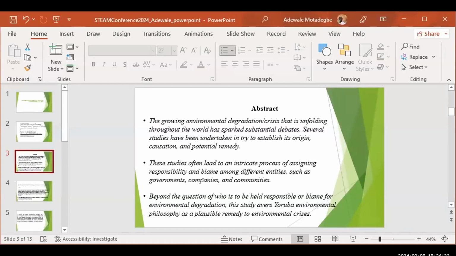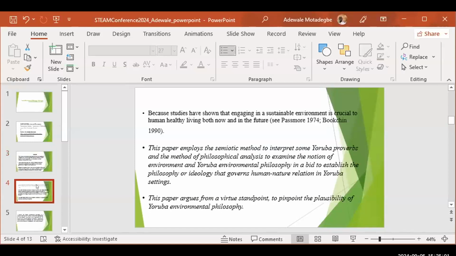However, beyond the question of who is to be held responsible or blamed for environmental degradation, the essence of this study is just to show that there is a philosophy used by the Yorubas of Nigeria, which I tag the Yoruba environmental philosophy, that can be used as a remedy to environmental degradation witnessed in the global community.